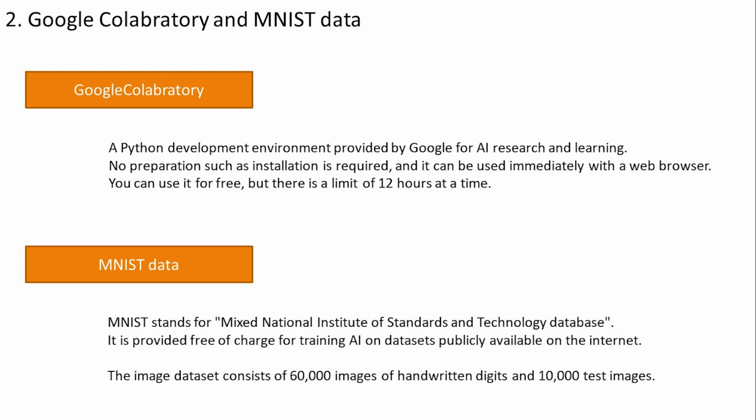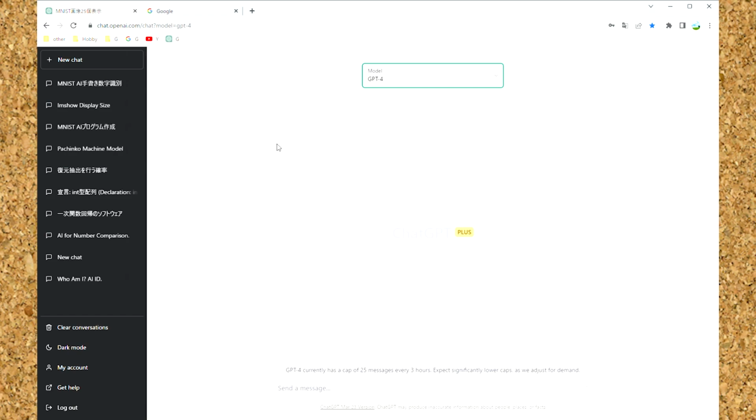In addition, MNIST is used for training data. It is open to the public for free on the internet for AI learning and can be used by anyone. We also have 60,000 pieces of data for handwritten numbers, so we will use this. Now let's see what it actually looks like.